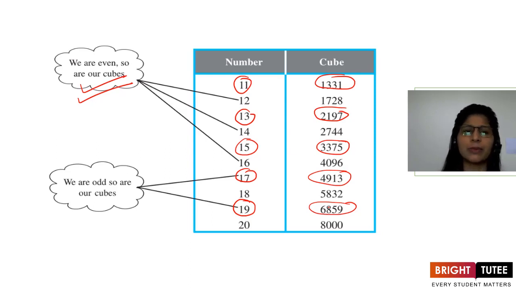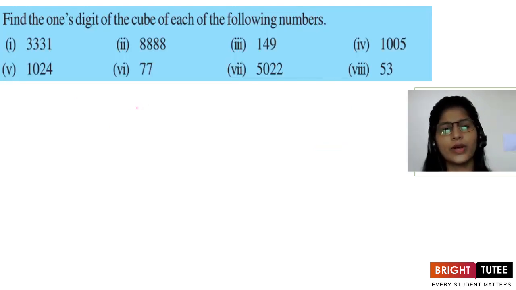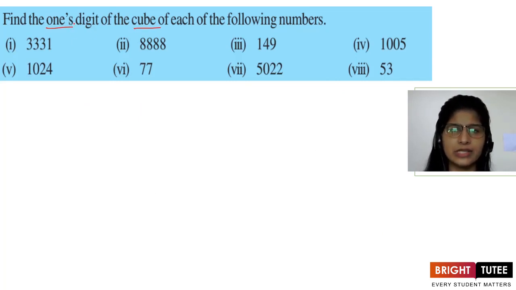So keep this in mind: without actually calculating the cube of any number, we can tell whether it will be an odd or an even number. Right? Let's move ahead. Let us discuss one question here. The question says, find the ones digit of the cube of the following numbers. That means we have to calculate the ones digit, but not of these numbers, of the cubes of these numbers. So how do we find that?